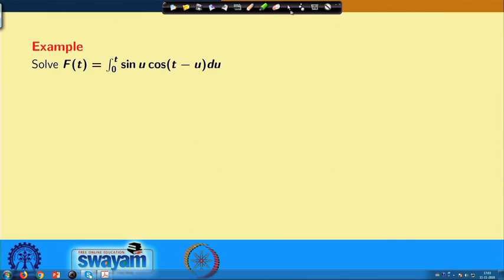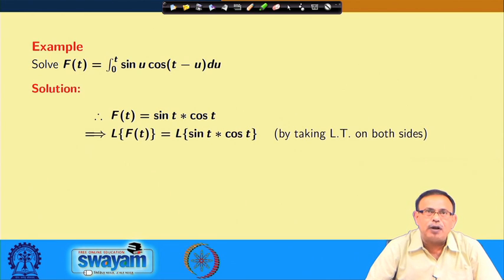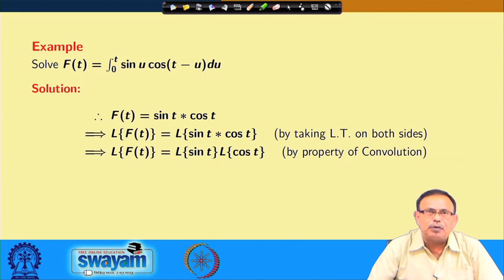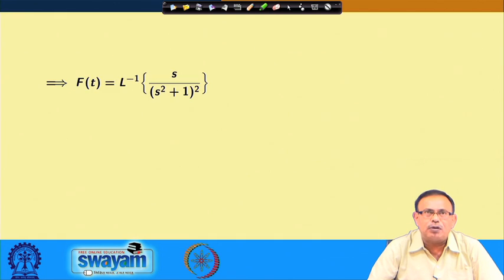Let us see this quickly. f(t) equals sin t convolution cos t. The Laplace transform of f(t) equals the Laplace transform of sin t convolution cos t, and using the convolution theorem, I can write the Laplace transform of sin t into the Laplace transform of cos t. The Laplace transform of sin t is 1 by s square plus 1, whereas the Laplace transform of cos t is s by s square plus 1. So, I am getting the Laplace transform of f(t) equals s by (s square plus 1) whole square.